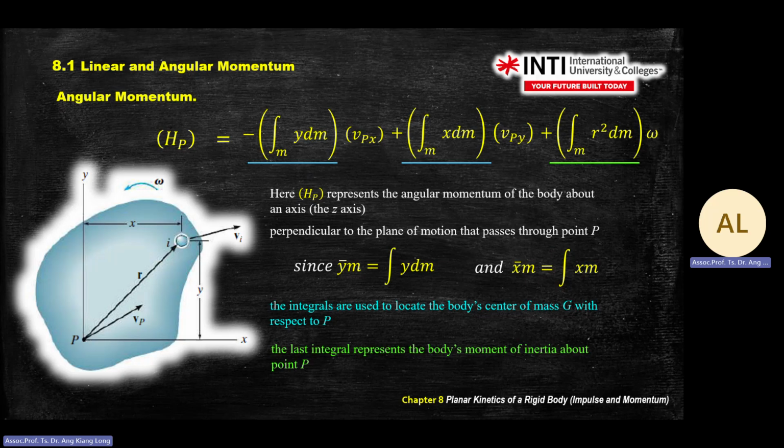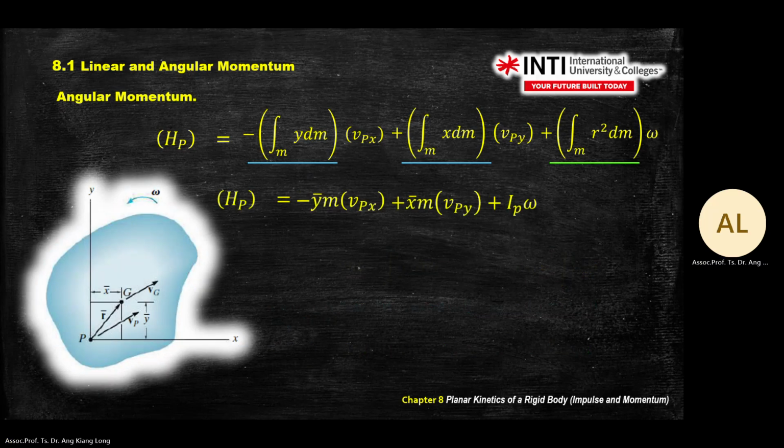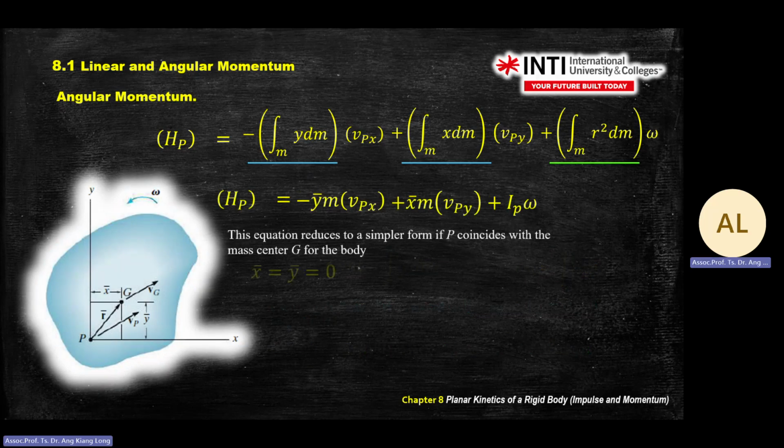Let me see if I have that slide. At the end, HP will be Y bar MV. So this one is still a moment of linear momentum. MV is momentum: Y multiplied by the mass multiplied by the velocity in the x direction is also a moment of linear momentum. And this one is in x, and then IP.